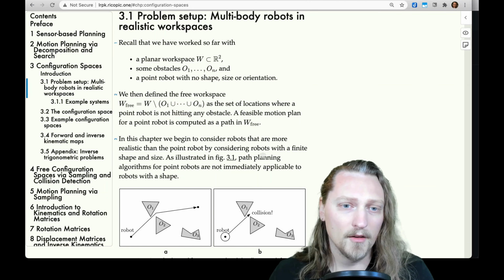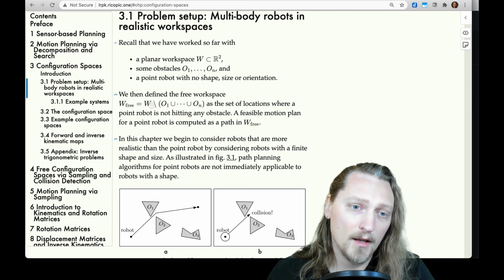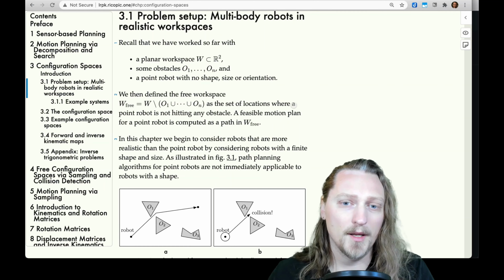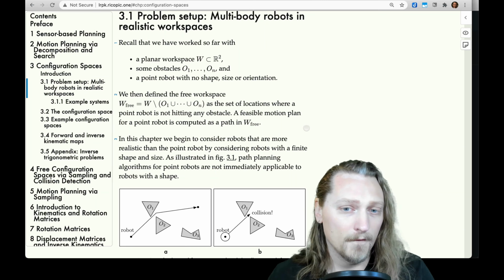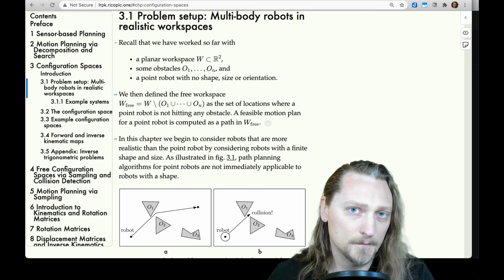We then defined the free workspace, W free, to be the workspace set minus the union of the obstacles, as the set of locations where a point robot is not hitting any obstacle. A feasible motion plan for a point robot is computed as a path in W free.